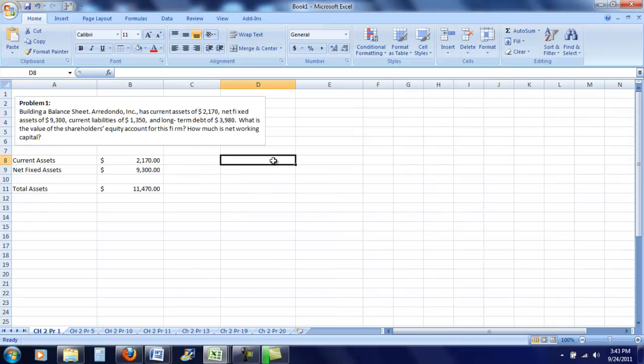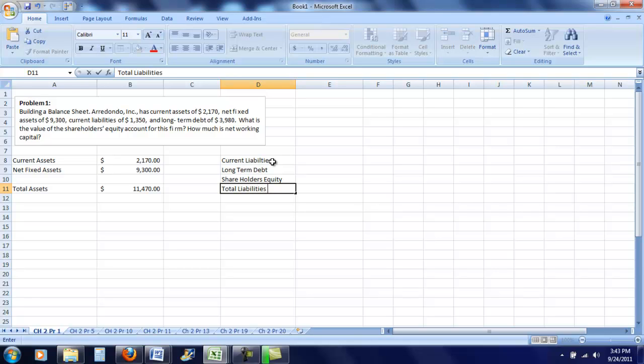Now on the other side of our balance sheet, we know we have current liabilities, long-term debt, shareholders' equity, and total liabilities and equity.